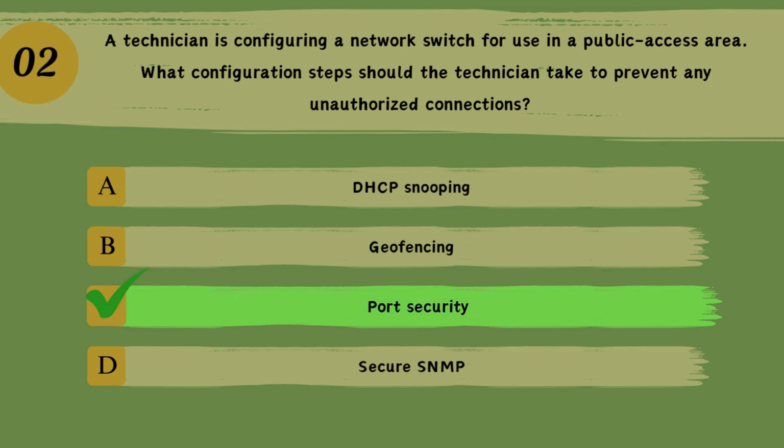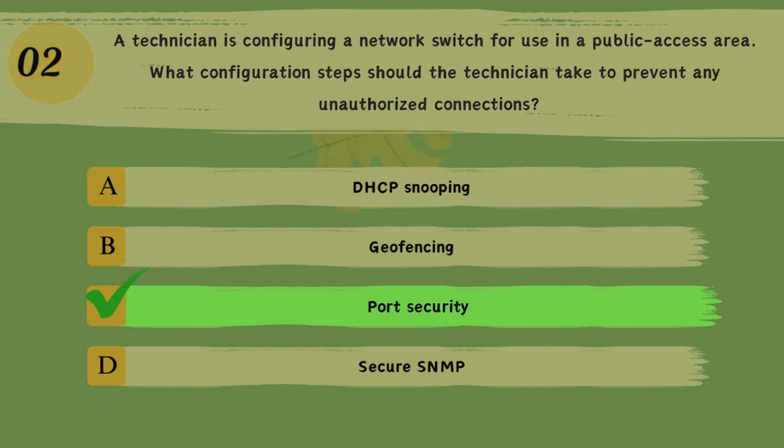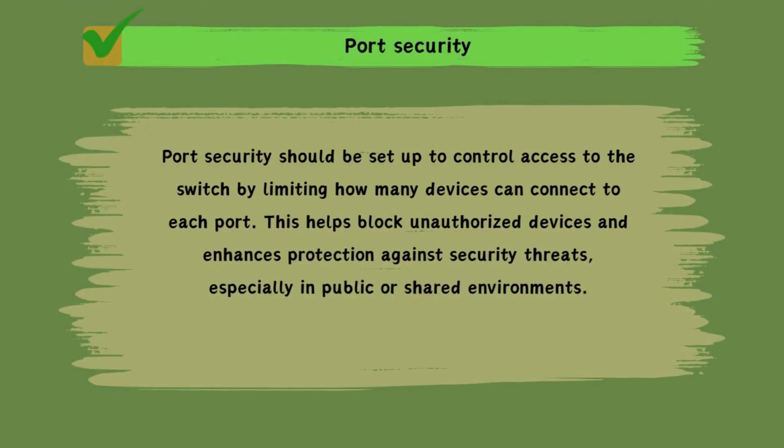Correct answer. C. Port security. Port security should be set up to control access to the switch by limiting how many devices can connect to each port. This helps block unauthorized devices and enhances protection against security threats, especially in public or shared environments.